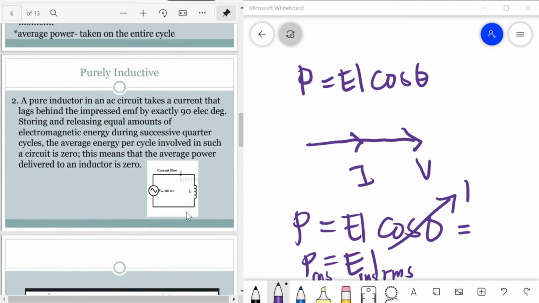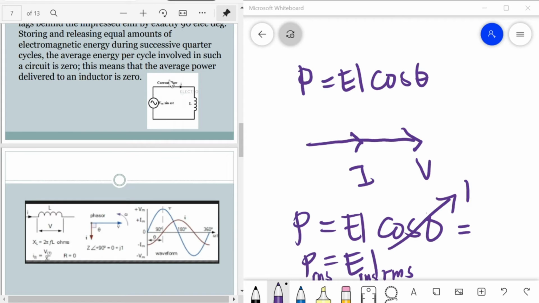So, next is the purely inductive. A pure inductor in an AC circuit takes a current that lags behind the impressed EMF or the voltage by exactly 90 electrical degrees, storing and releasing equal amounts of electromagnetic energy during successive quarter cycles. The average energy per cycle involved in such a circuit is 0. This means that the average power delivered to an inductor is 0.